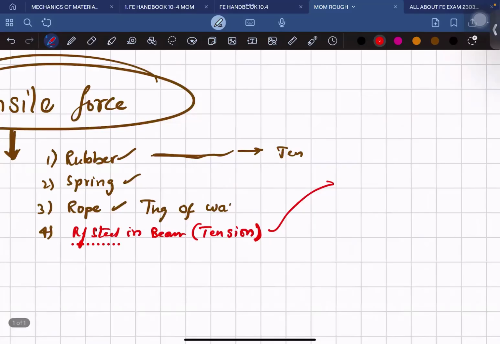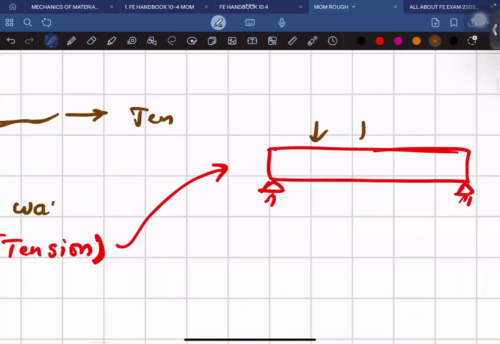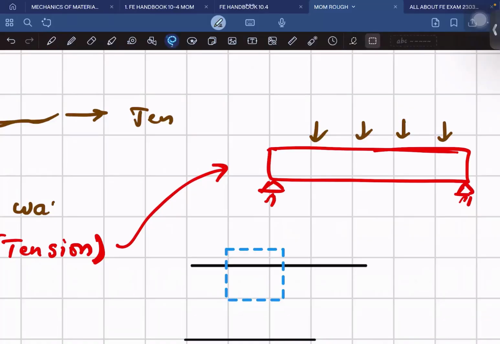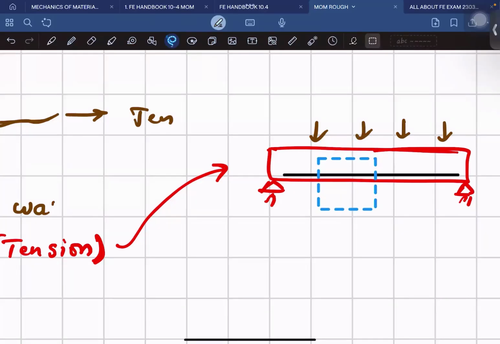Now, I'll just quickly revise your basics. If this is a slab or a beam, and these are the end supports, and there is load acting like this, tell me, I have a steel rod. Where shall I keep it? Shall I keep it at the bottom or top? We have three positions: top, bottom, and center. Where shall I keep it? Bottom. Yes, bottom. You guys are right.